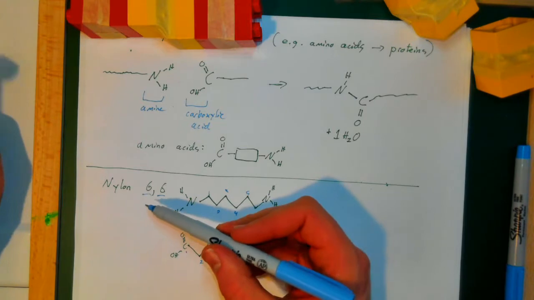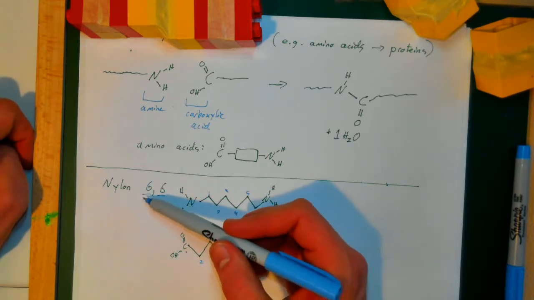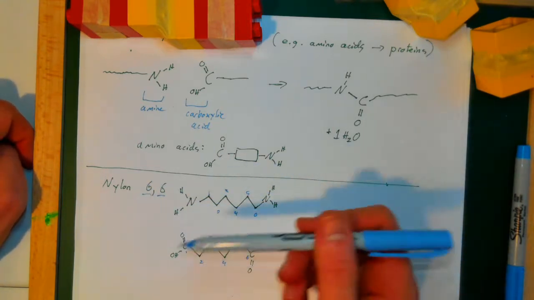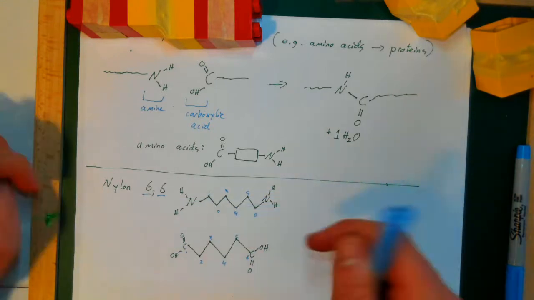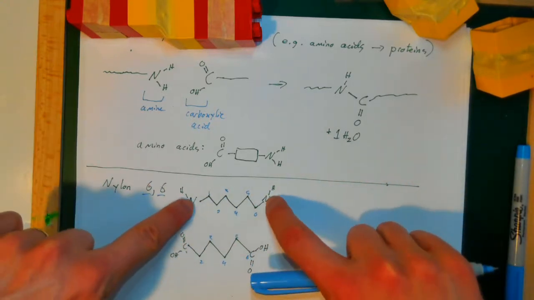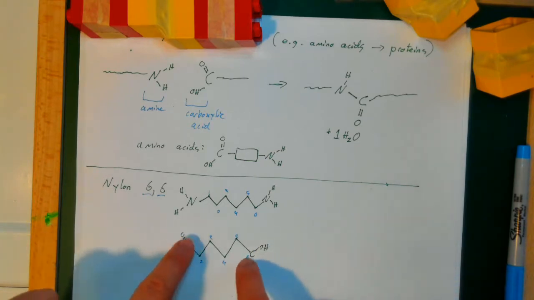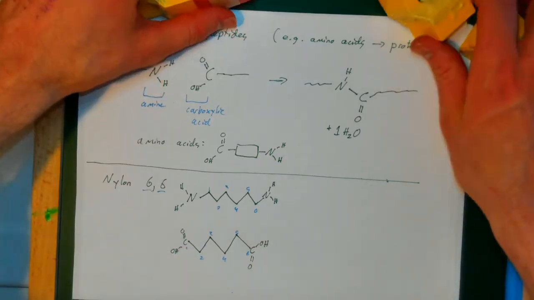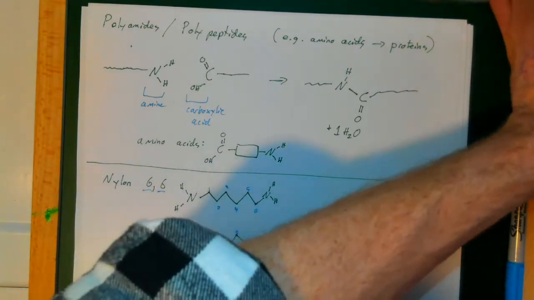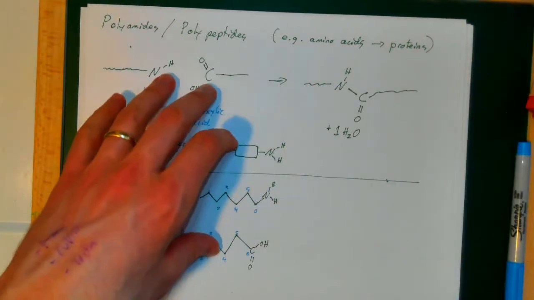There are other types of nylon. For example, there's a nylon 6,10 and a nylon 6,12. And they have different numbers of carbons between the nitrogens, or between but including the carboxylic acids. So you might see that there.